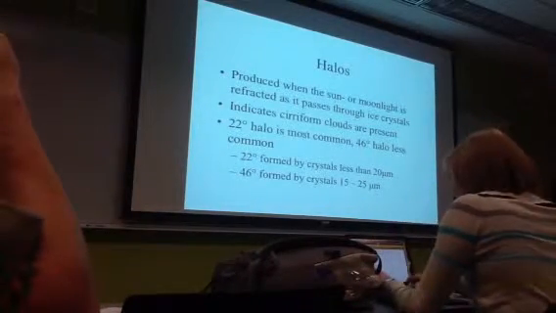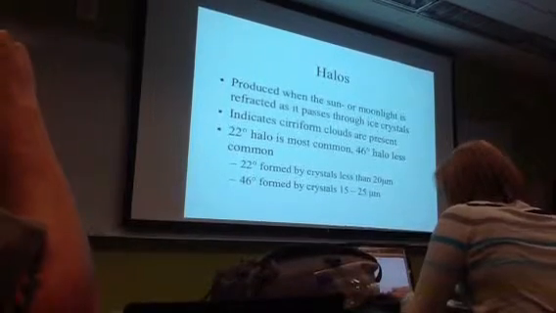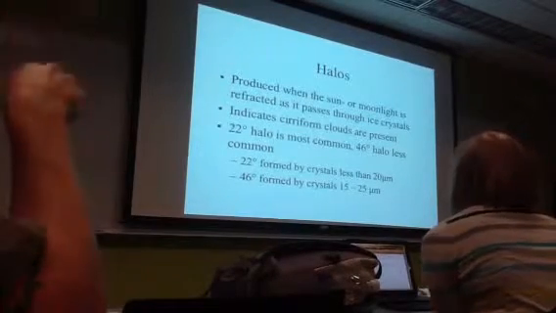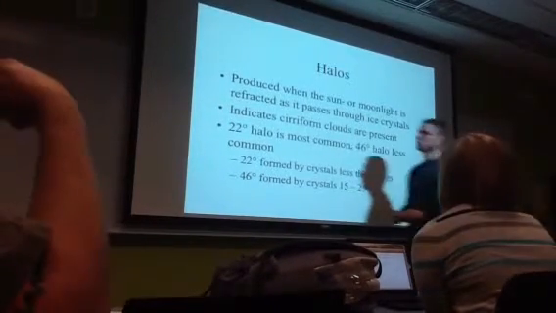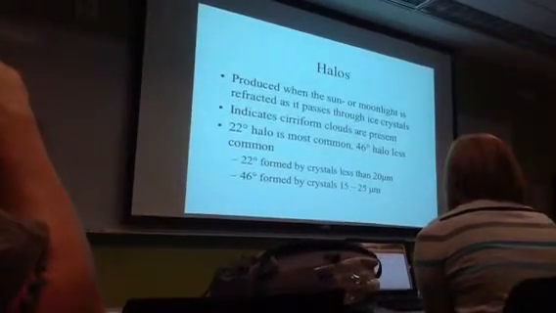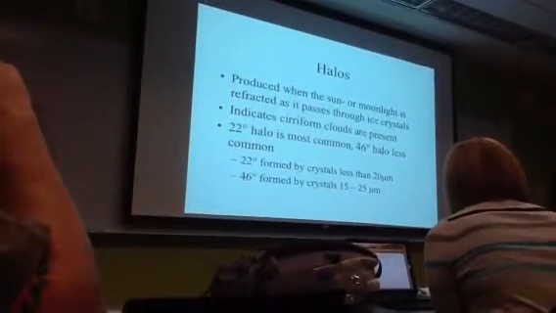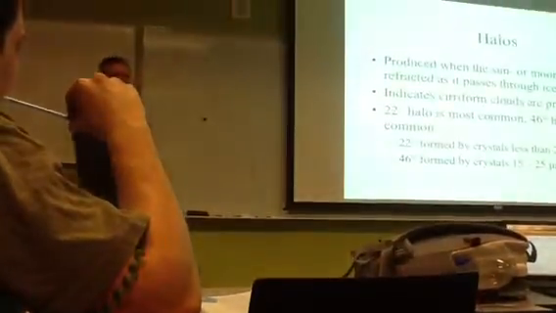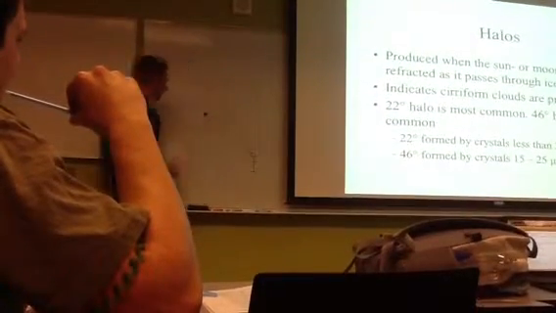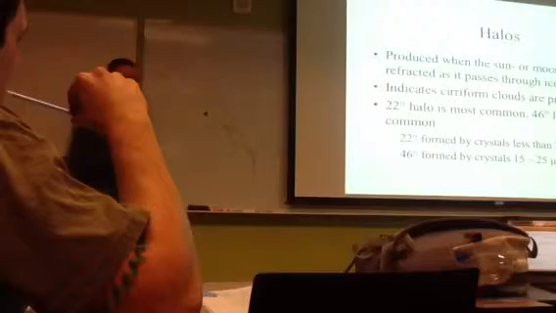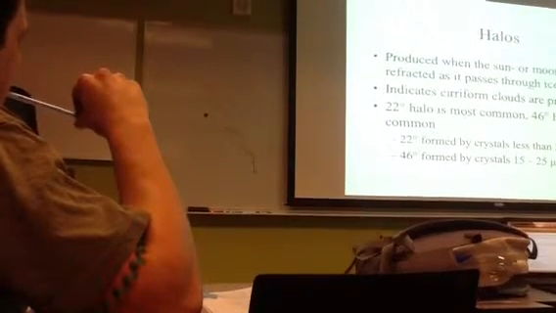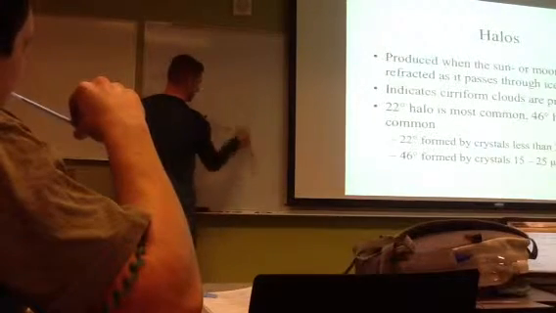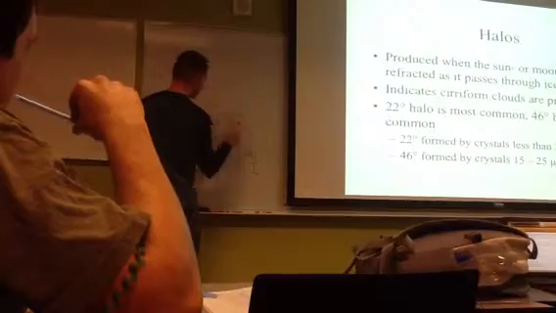What do we mean by 22 degrees? A latitude? Temperature? Degrees from the center of the object, right? Yeah. If this is the sun, here's your halo, and you're looking at it, the angle that you're seeing is 22 degrees. Similarly, here, this angle versus this one. It's 46.